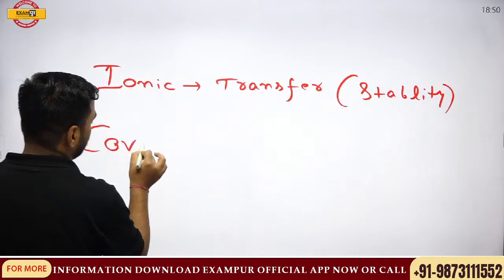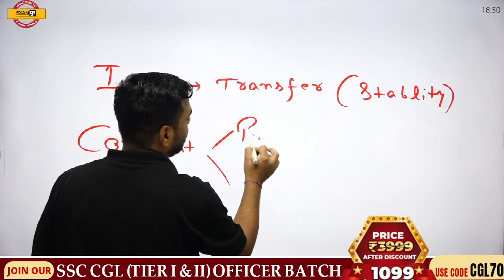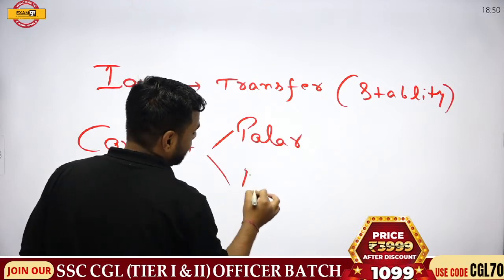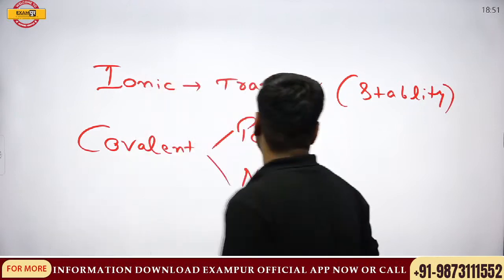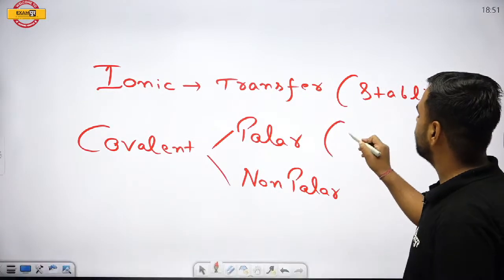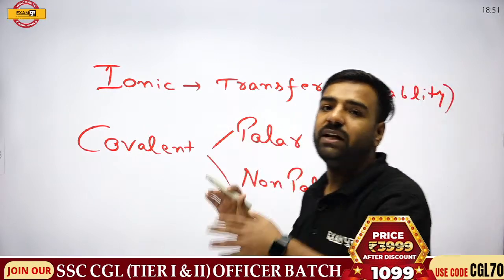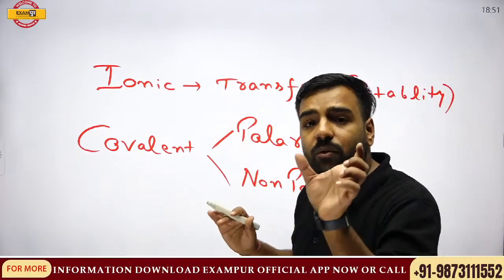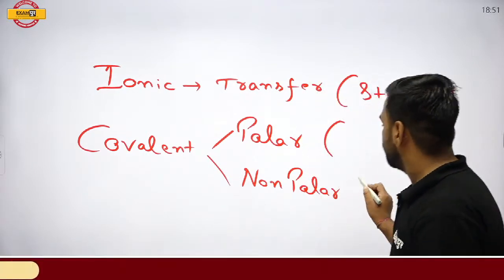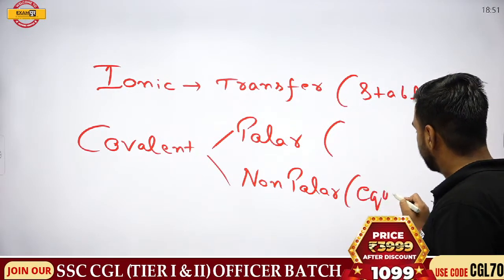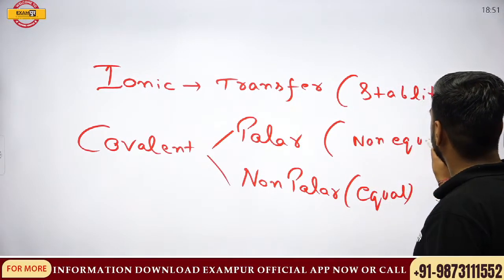Now if I go with the covalent bonding, covalent bonding is actually of two different types. One is polar covalent bonding and another is non-polar covalent bonding. Fine. Now in polar covalent bonding, there is no equal sharing of electrons, and because of the presence of electronegativity, the bond that is formed is the polar covalent bond. And here we have equal sharing, the non-polar one. So this was non-equal, this was equal. So we have understood this.